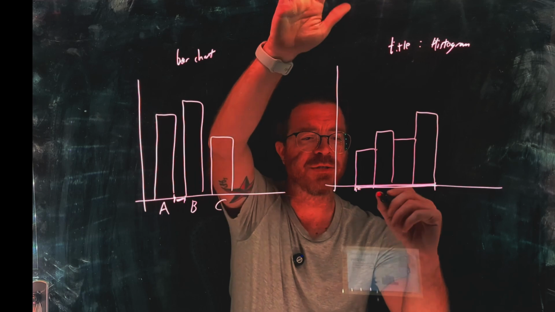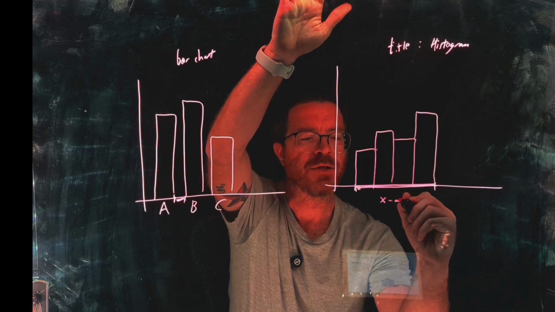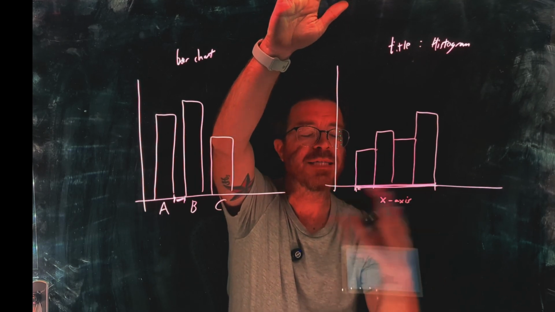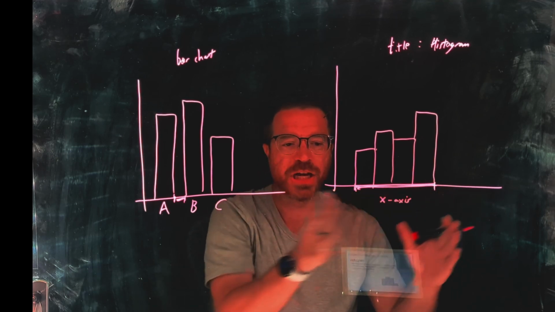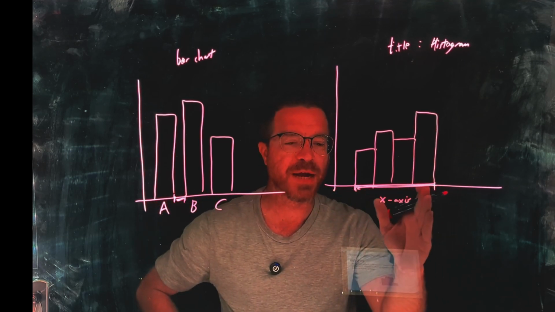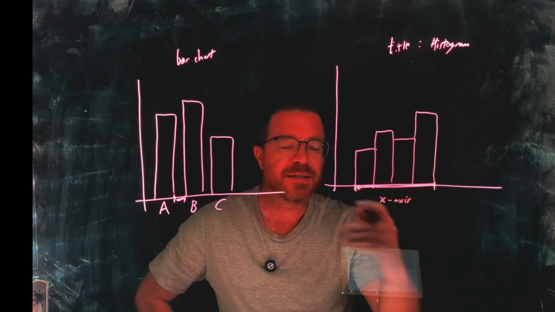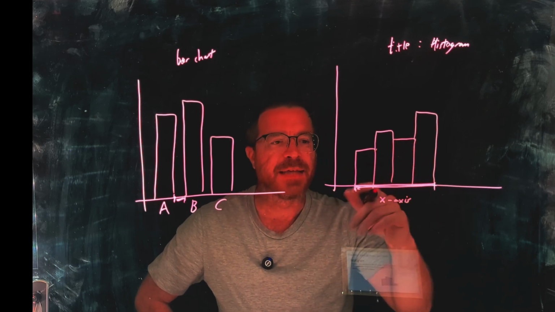Your x-axis is this horizontal axis at the bottom. So you want to label this as well, because this is going to tell you what your data is changing over, right? So as we go from left to right, what does this represent? Heights, income, things like that.